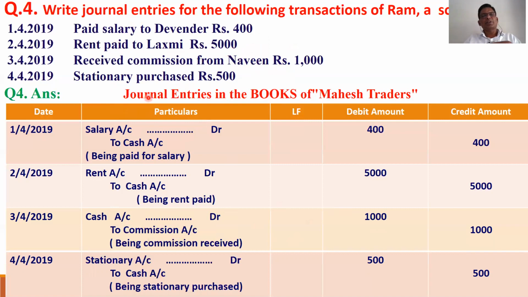Stationery purchase. When we purchase goods only, purchase account is debited. When we purchase stationery, stationery account is debited because stationery is expenditure. Cash is going out, cash account is credited.